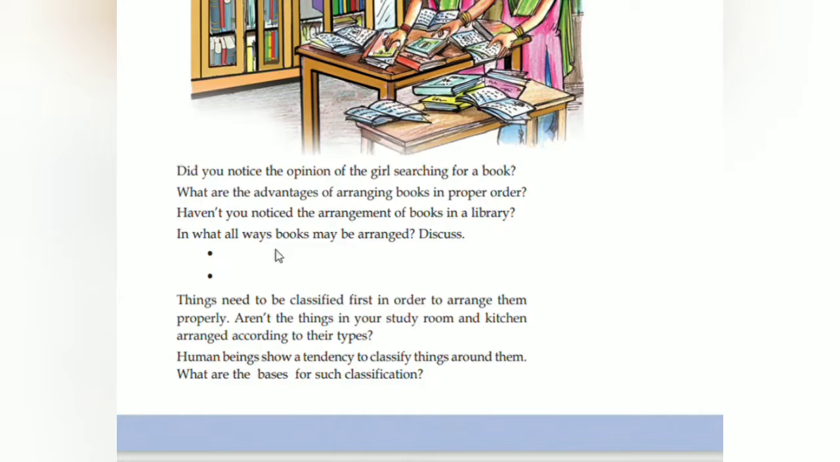In what all ways may books be arranged? Discuss. Things need to be classified first in order to arrange them properly. So the books that are available, we arrange section-wise, according to the author, or if any poem or novel is there, it has to be arranged according to the order.